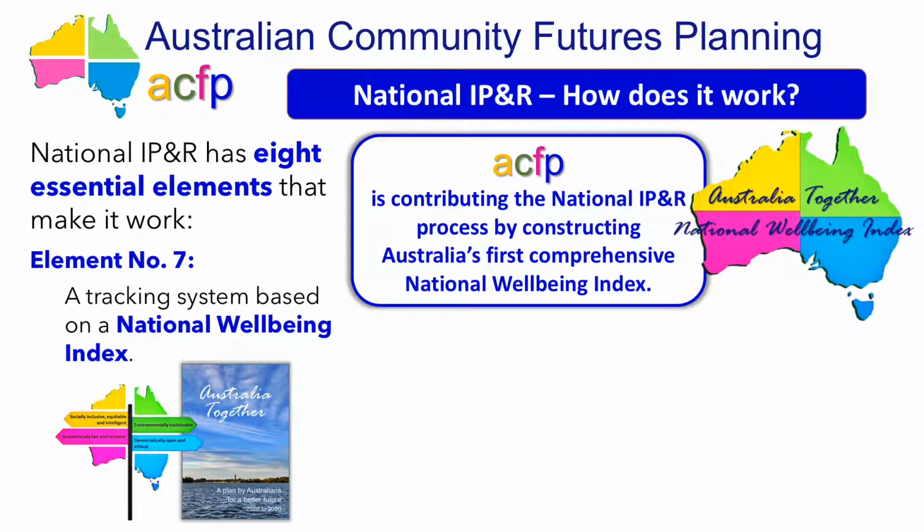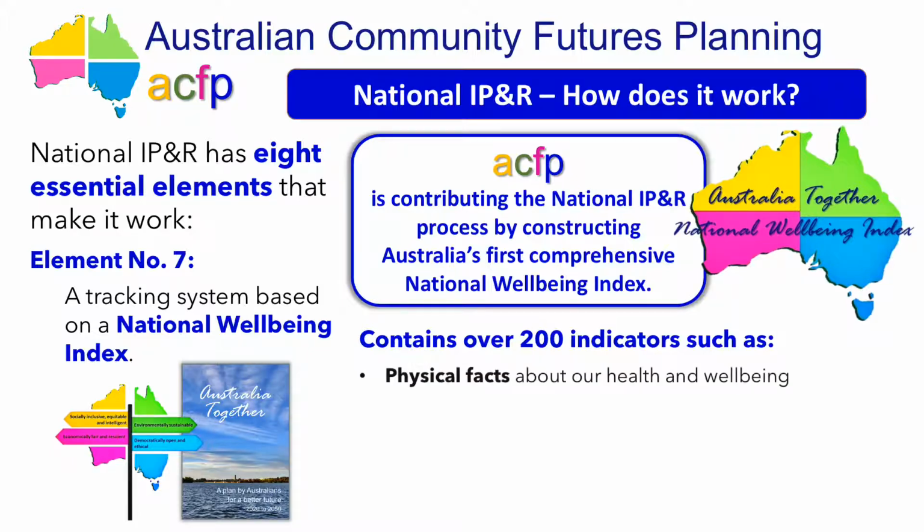The index is being built progressively, and by mid-2021 it contained over 200 indicators of national wellbeing, complete with baseline data, meaning it contained data on where we were in 2020 at the start of this 30-year planning period on over 200 indicators. This includes data about physical things like the state of our health or our scores on educational attainment for school children, or the state of our environment and biodiversity, or the state of the economy. It also includes data about our perceptions of our well-being and our satisfaction with our quality of life.